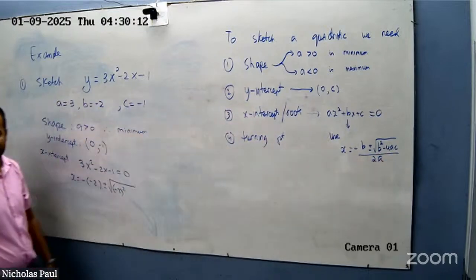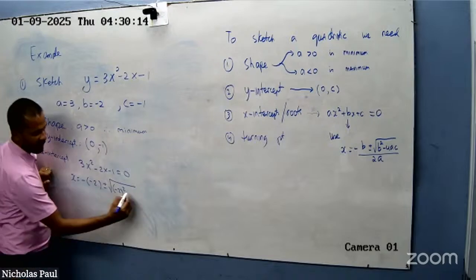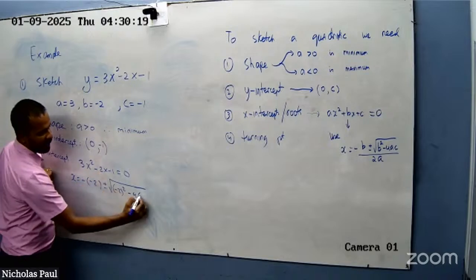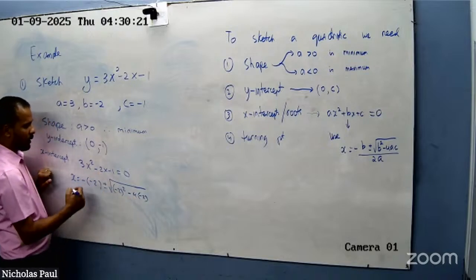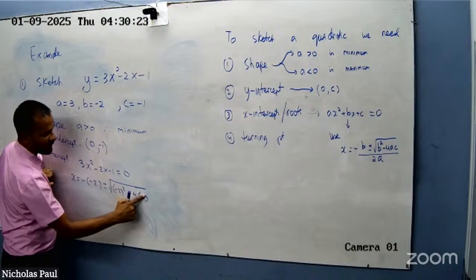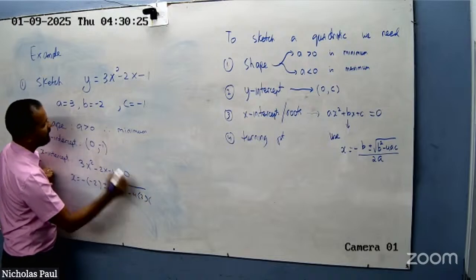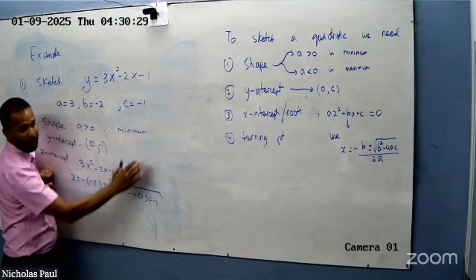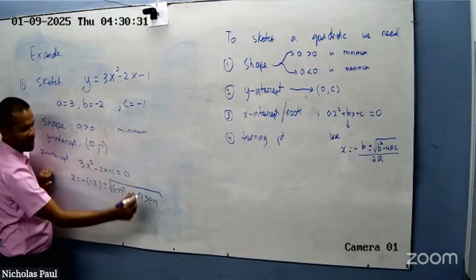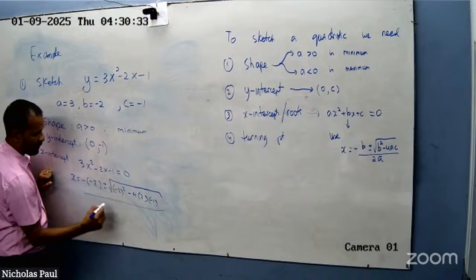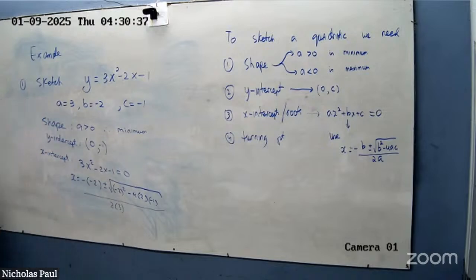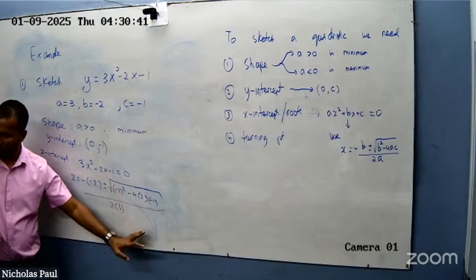Watch here first, please. I want to make sure you understand. Minus 4 times a. a is 3, and c is minus 1. All I'm doing is plugging a, b, and c into that formula, all over 2 times 3. Everybody okay with this? So now all we have to do is work it out.